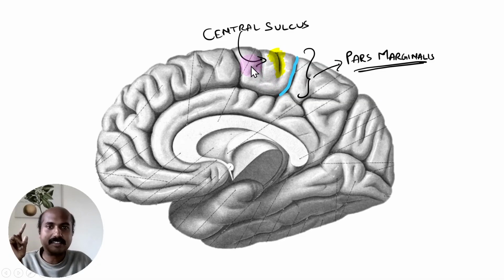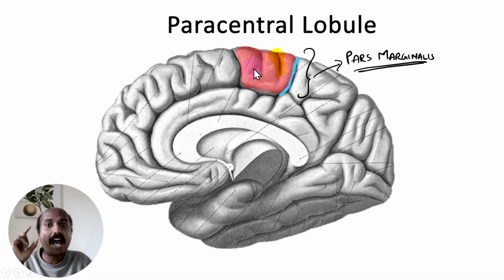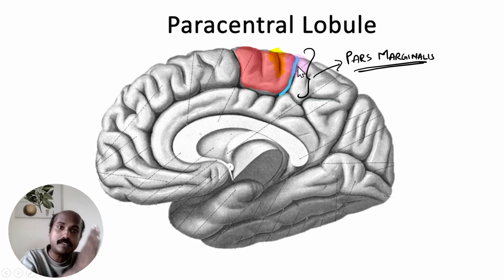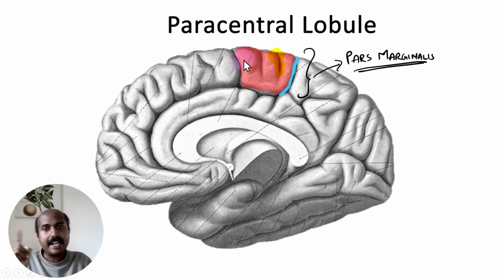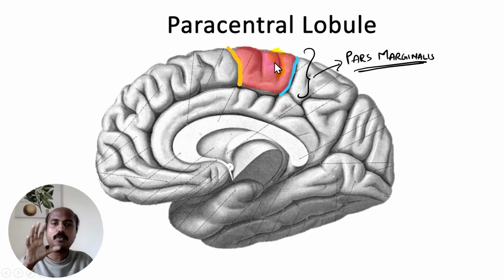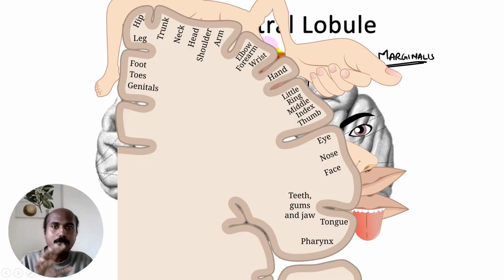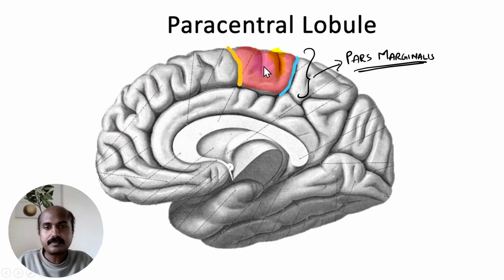Around the central sulcus, you have the very important paracentral lobule. Paracentral lobule is posteriorly limited by the pars marginalis of the cingulate sulcus, and anteriorly it is limited by the paracentral sulcus. So this is what the paracentral lobule is. It is important because this is the medial extension of the precentral gyrus and the postcentral gyrus. That means the sensory and the motor regions of the lower limb are located in the paracentral lobule. Okay, thank you.